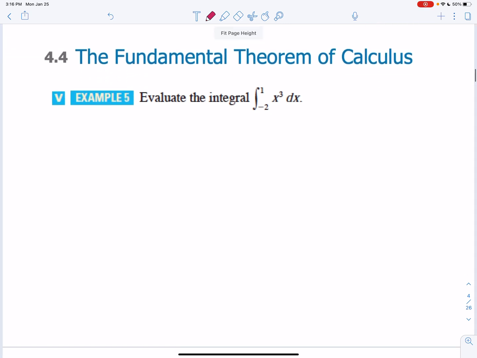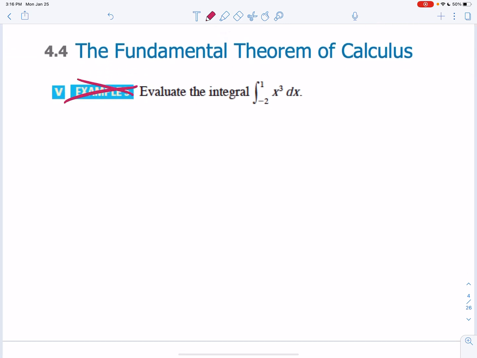So here we go. Go ahead and try this one. We can call this part B. Press play whenever you're ready. So here, first thing you'd want to do is to find the antiderivative or the integral, which is x to the 4th over 4. And we will evaluate this from -2 to 1.